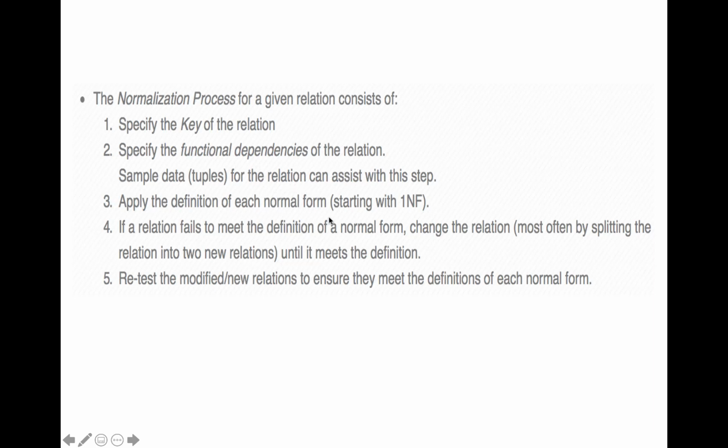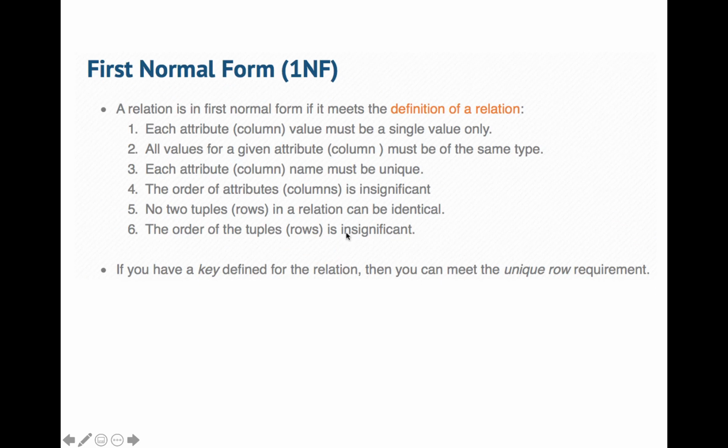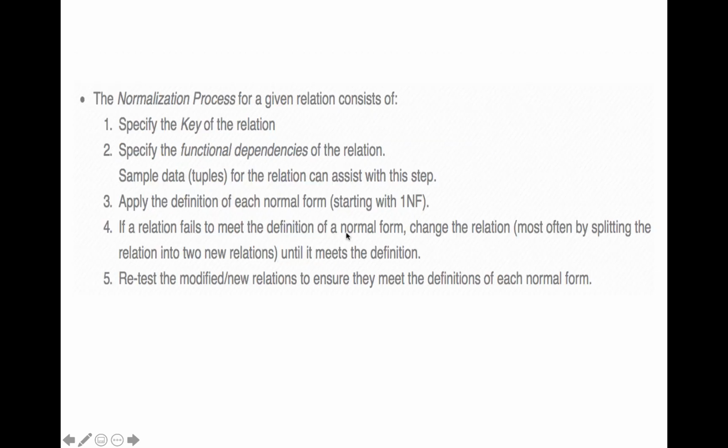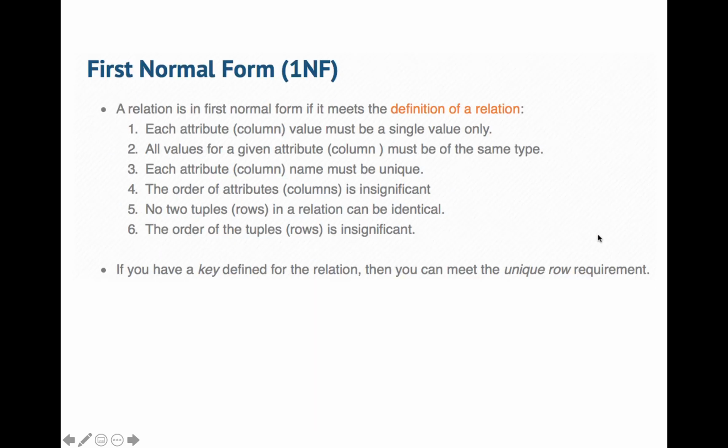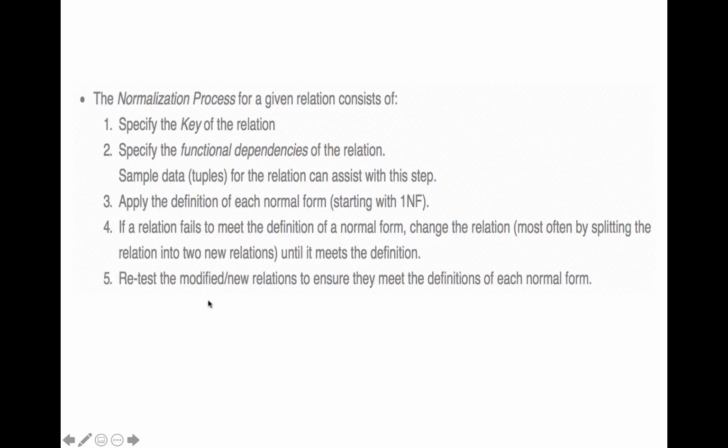Then apply the definition of each normal form and figure out whether it applies or not, starting with the first normal form. If a relation fails to meet the definition of a normal form, you have to make some changes in the relation. For example, you split the relation into two new relations until it meets the definition. So this is the normalization process, like we discussed.